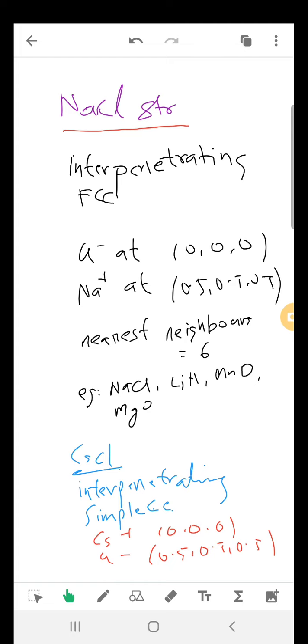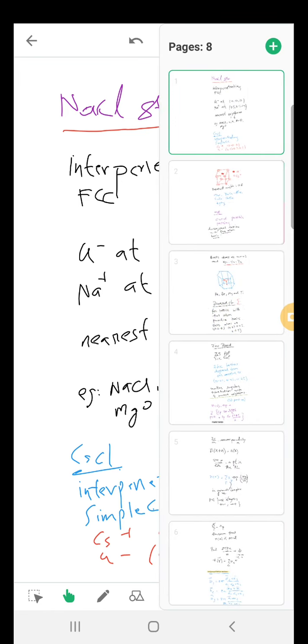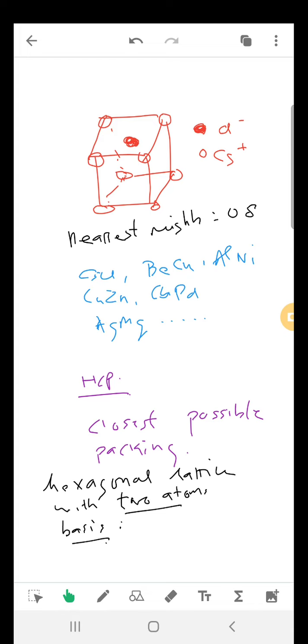Similarly, we have a cesium chloride structure where instead of interpenetrating FCC we have an interpenetrating simple cubic structure with cesium and chloride at their respective positions. Like in this case, the cesium is at the corners and chlorine is at the center, and the nearest neighbors are 8, and examples are cesium chloride, beryllium copper, aluminum nitride, copper zinc, copper palladium, and AgMg, silver magnesium alloys.